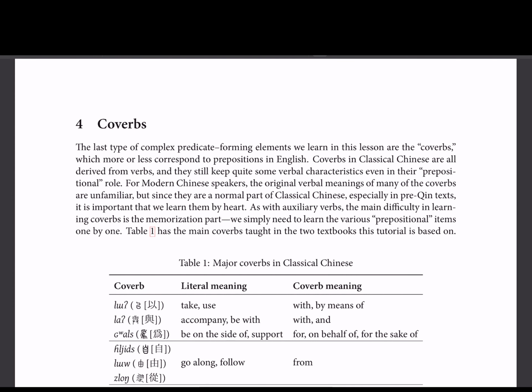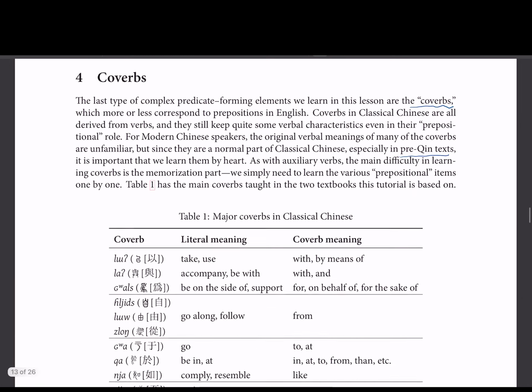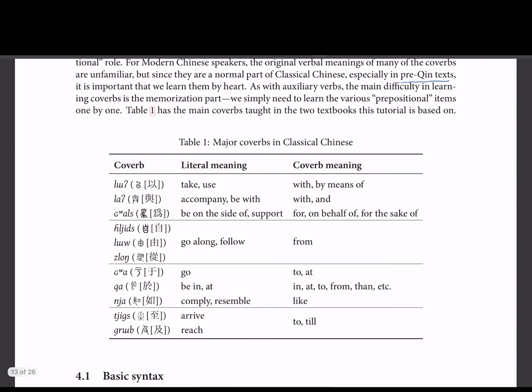The last type of complex predicate forming elements I'm learning in this lesson are the coverbs. These more or less correspond to prepositions in languages like English. And in classical Chinese, the preposition-like coverbs are all derived from verbs. In Table 1, I have listed the major coverbs in classical Chinese, that is, coverbs that are taught in the 2 textbooks that I am following. So here are 11 coverbs altogether. Let's go through them one by one.